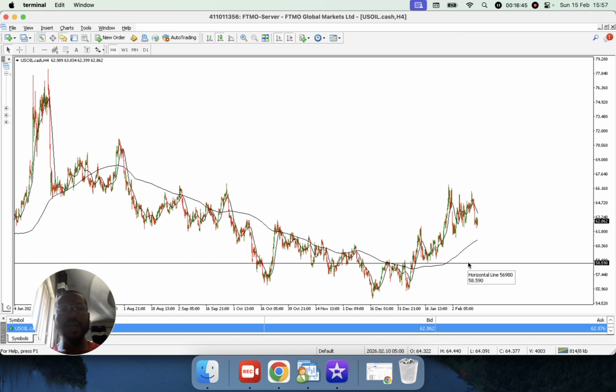I repeat, for the US oil, as long as price is still trading above 58,950, the market is still bullish. This is where I'm talking about, where we'll have this horizontal line. I want to see a stronghold where I can come in to join the buyers. If I see that they're coming strongly, I can join them. I'm looking at this area, that this zone will be a good stronghold for them. But as long as the buyers are able to hold this support area at 58,590, the market is still bullish.